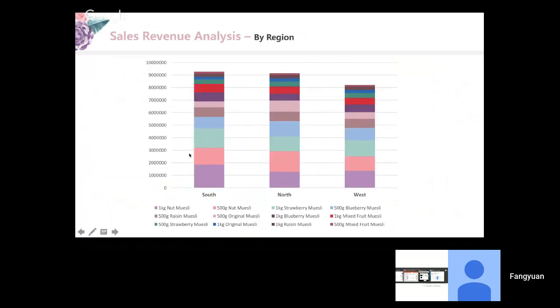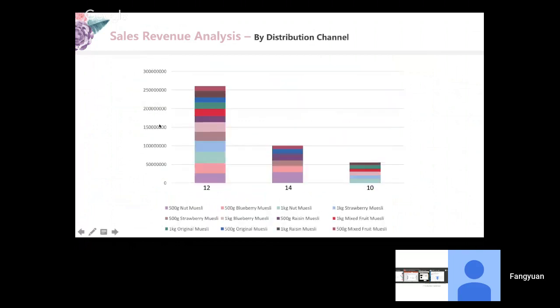Considering sales revenue by regions, we can see the best seller region is the South area. Meanwhile, both 1 kilogram nuts muesli and 500-gram nuts muesli account for a large portion in 3 regions. Considering sales revenue by distribution channel, we can see distribution channel 12 sells more than the other 2 channels. It reached more than 250 million in sales.